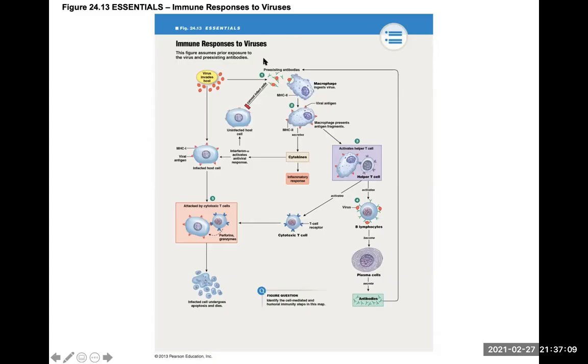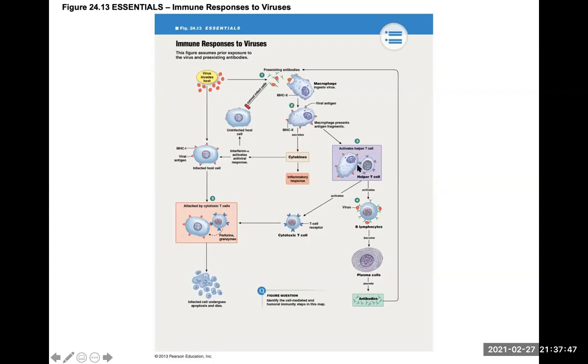Okay, so again, one more time. Pre-existing antibodies are going to be released, and they're going to coat that pathogen, which is opsonization. And number two, the macrophages present the viral fragments or the antigens on the MHC2 in their membranes. Macrophages then secrete a variety of cytokines to initiate an inflammatory response and activate the natural killer cells and the helper T cells.